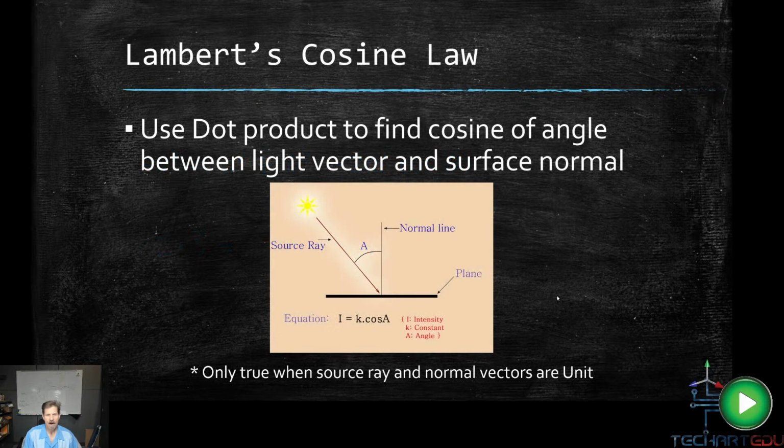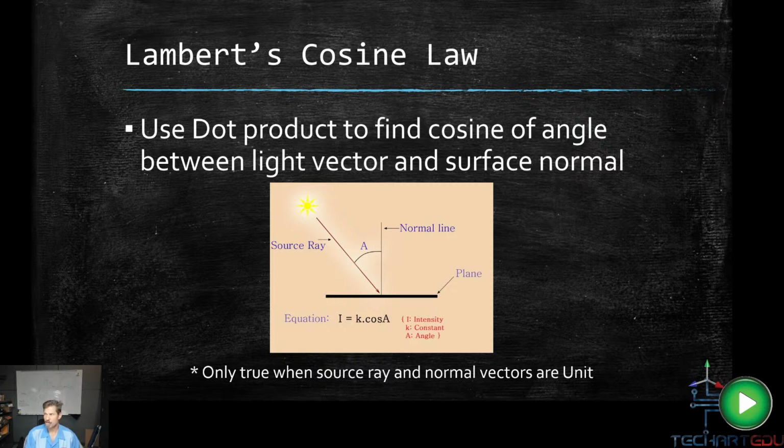Okay, thank you for asking. What we've got is our normal, which is that perpendicular arrow sticking up from the surface, and then we've got our light source shining down onto the surface. So this is the angle between these two vectors. If we have this normal as our vector A, and our source ray as vector B coming in here, then the illumination equals some constant k times the cosine of that angle.